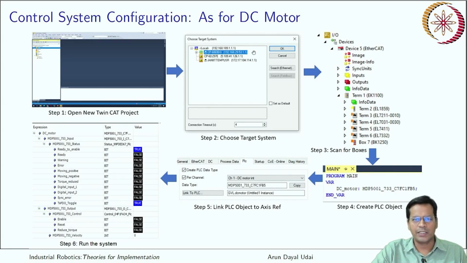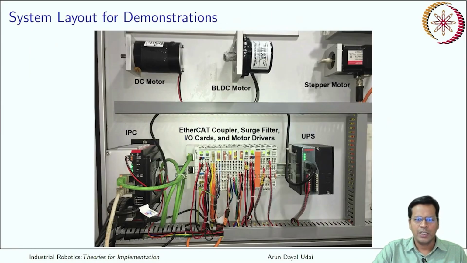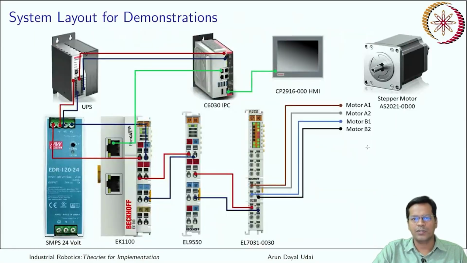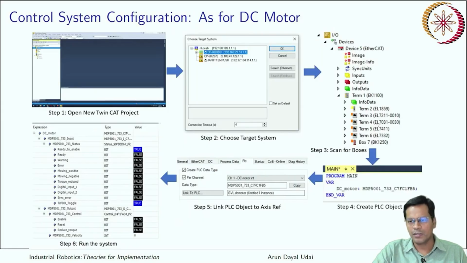Okay, so I have just selected my system. Choose the target system. I have scanned for all the boxes: I selected it, right clicked, and chose scan for boxes. It has found the components which are fitted one after the other. If you look carefully, it has different IO boxes and also different motor drivers. So it has detected all of them. One of them is the EL7031. EL7031 is for this one, terminal 4, your stepper motor driver.